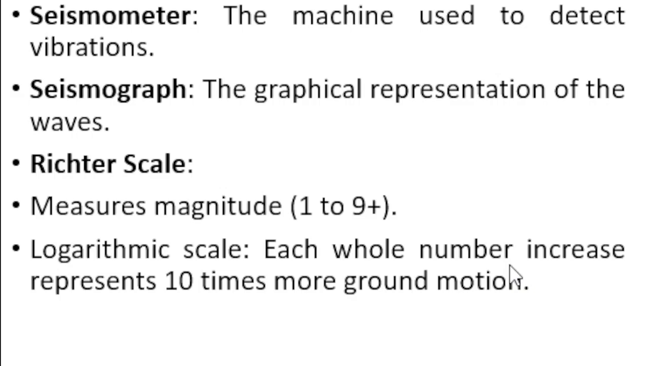Now let's understand how earthquakes are measured. A seismometer is the instrument used to detect ground vibration. The recorded graph is called a seismograph. Earthquake magnitude is measured using the Richter scale, which is a logarithmic scale. This means that every increase of one unit represents approximately 10 times greater ground motion than the previous level.